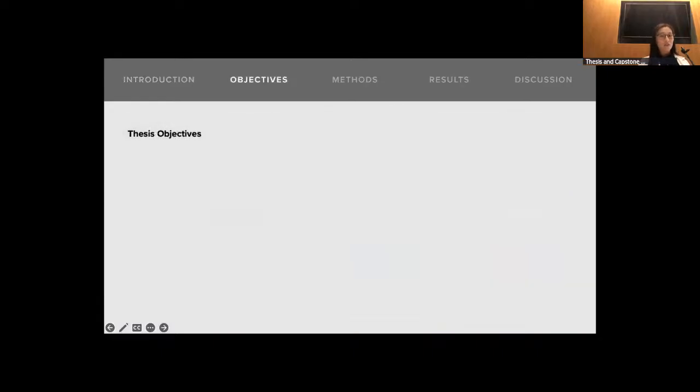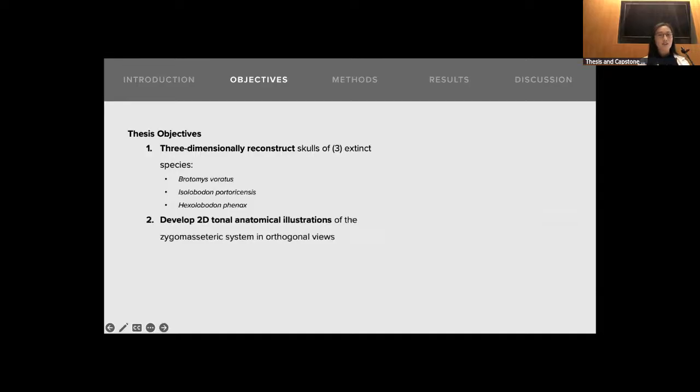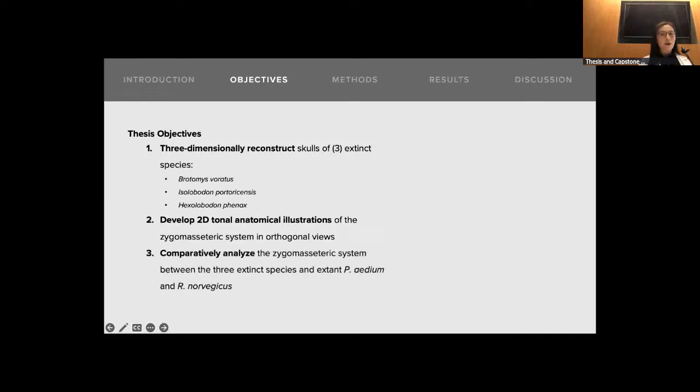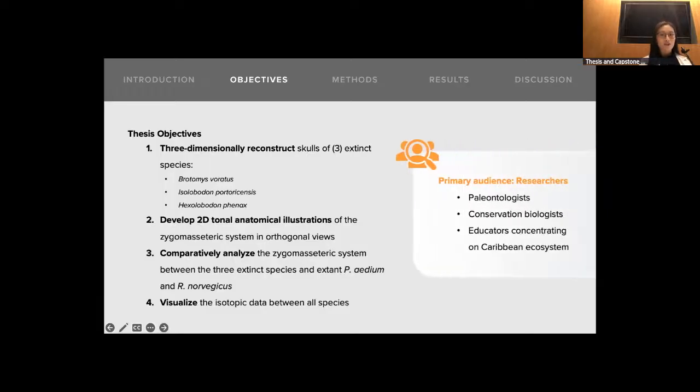There are 4 objectives to my thesis. The first is the 3-dimensional reconstruction of 3 extinct rodent species. And from those reconstructions, I developed 2D tonal anatomical illustrations of the zygomasseteric system in orthogonal views. The third objective was to comparatively analyze the zygomasseteric system between the 3 extinct species and the extant, or living, P. aedium and R. norvegicus. Finally, the last objective is to visualize the isotopic data between all the species. The primary audience is researchers like paleontologists, conservation biologists, and educators, specifically concentrating on Caribbean ecosystems.